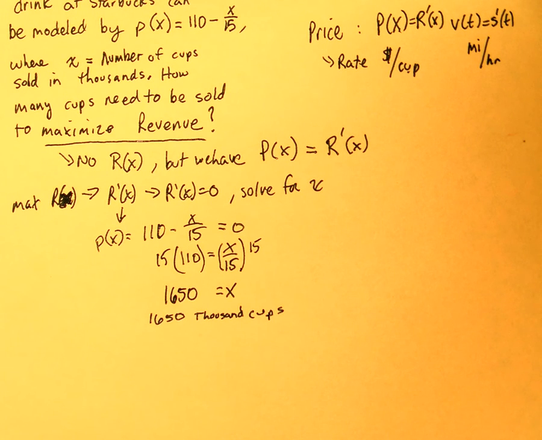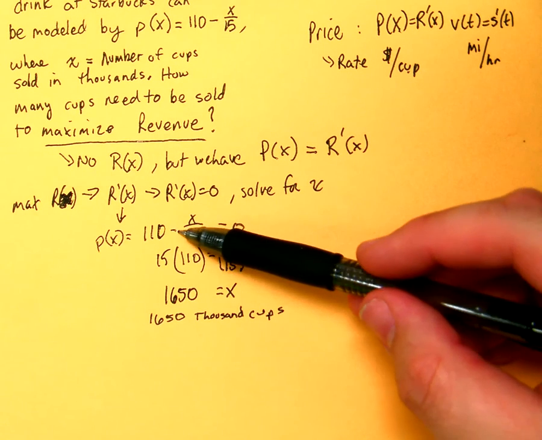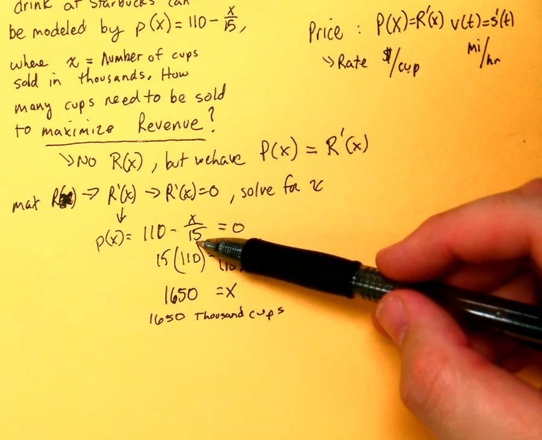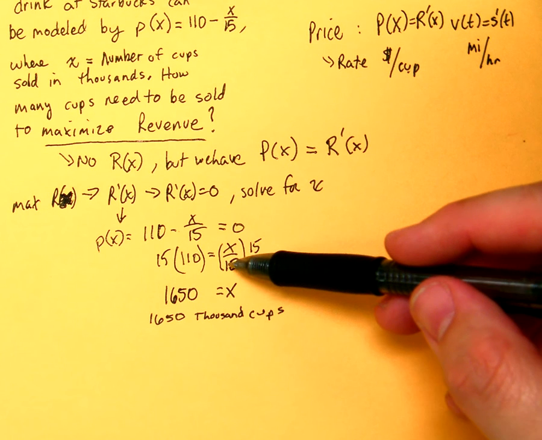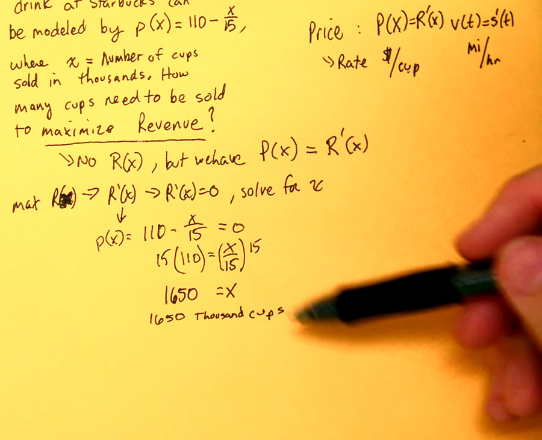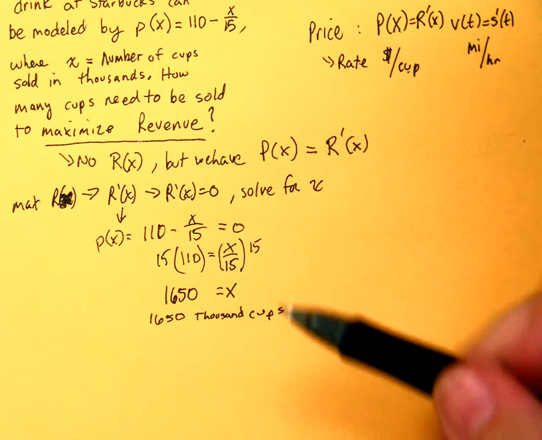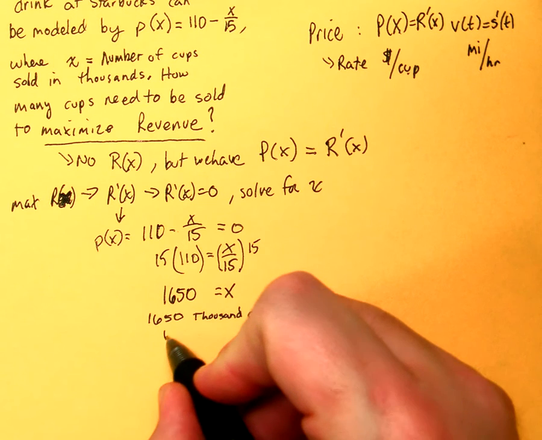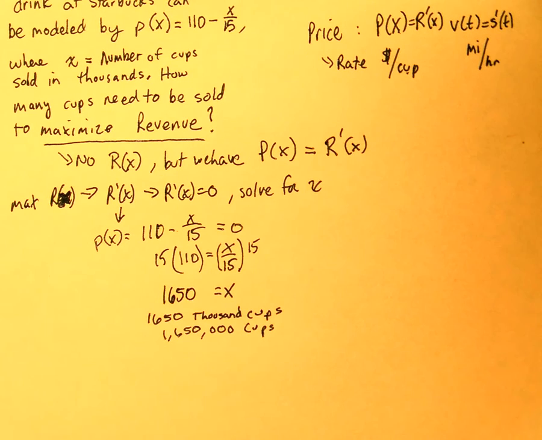How did I get to which step? This one? I just set this equal to 0, then I added X over 15 to both sides. So I got 110 is equal to a positive X over 15. Does that make sense? Then I multiplied by 15 on both sides, and if I multiplied that by 1,000, it'd be 1,650,000 cups. So Starbucks, of this new drink, in order to maximize revenue, would have to sell 1,650,000 cups.